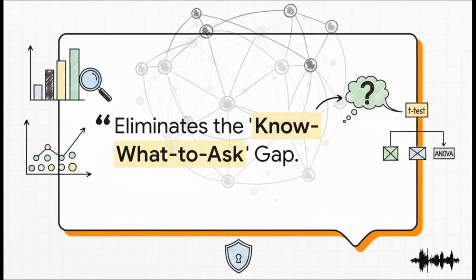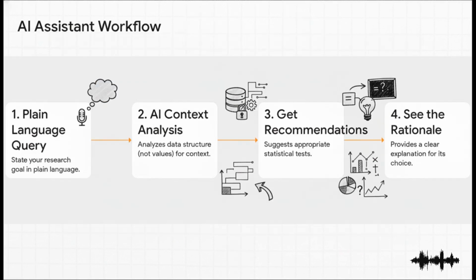You see, the core problem the AI is designed to solve is something we can call the "know what to ask" gap. And this is a huge one. It's that moment where you have a really solid research question, but you're just not 100% sure which specific statistical test is the right tool for the job.